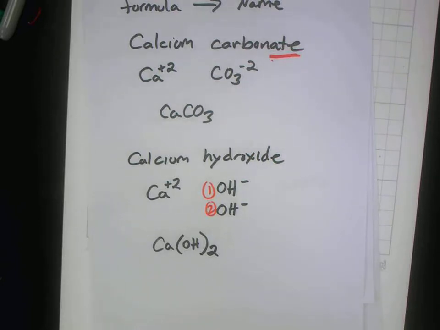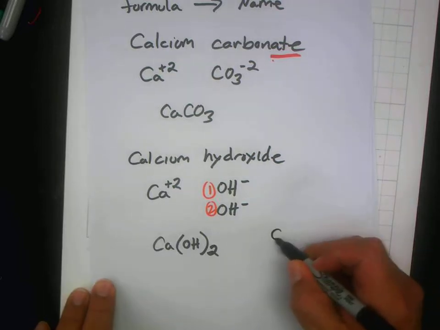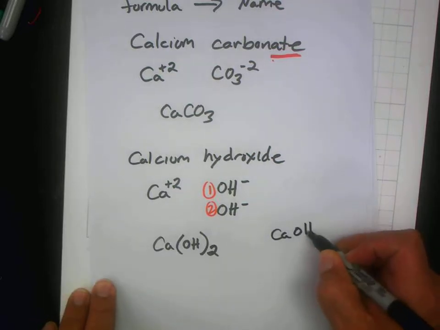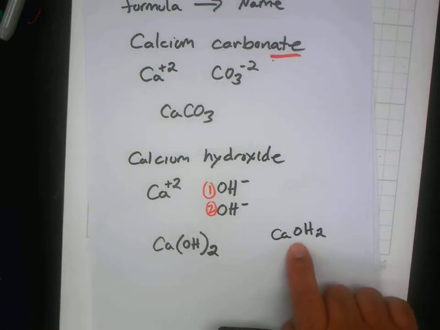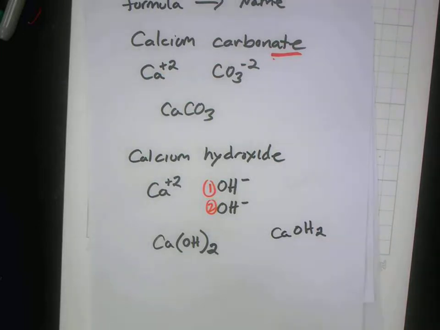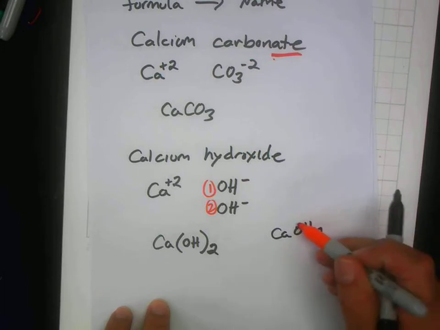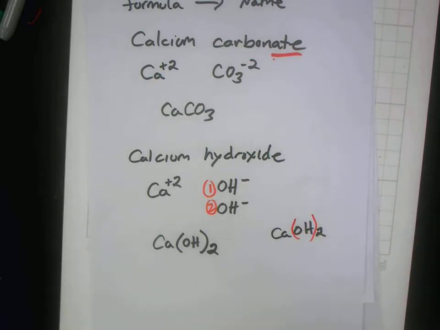Let me show you what would happen if you didn't use parentheses. It would look like this, CaOH2, and it looks like you need a calcium, one oxygen, and two hydrogens. It just looks like that 2 belongs to the hydrogen. So by putting the parentheses, now you're saying I need 2 of the O and the H together. I need 2 OHs, not just 2 hydrogens. So that's why we do it that way.